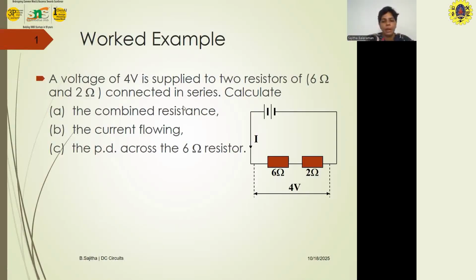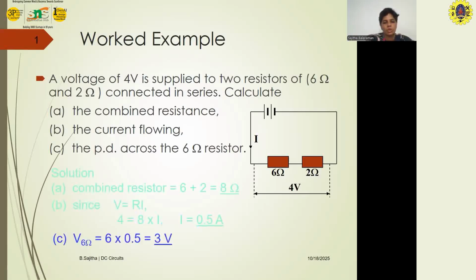That is A, the combined resistance. You can see that two resistors, 6 ohms and 2 ohms, are connected in series. So what is going to be the total effective resistance here? Yes, the formula is R total equals R1 plus R2. So 6 ohms plus 2 ohms is nothing but 8 ohms. Yes, this is going to be the answer. I have the answers for the next questions too, but let us not discuss them now. Towards the end, we will discuss.